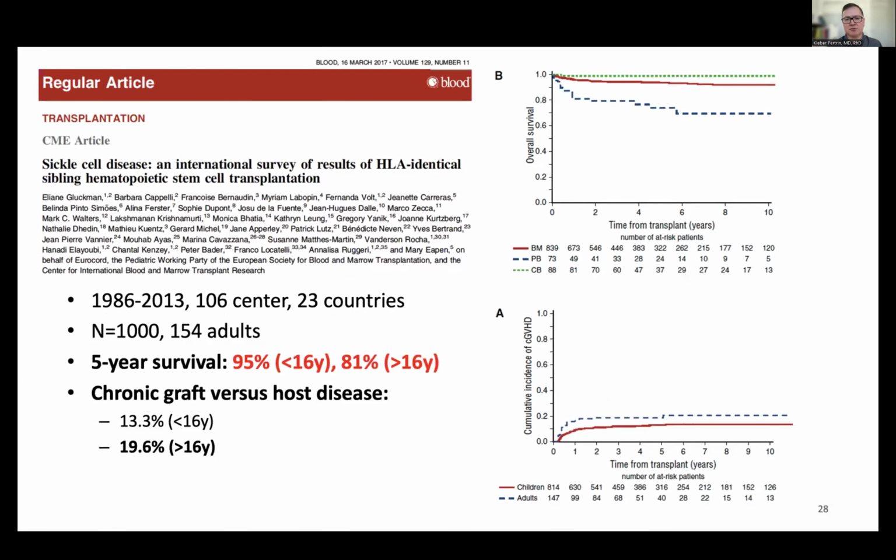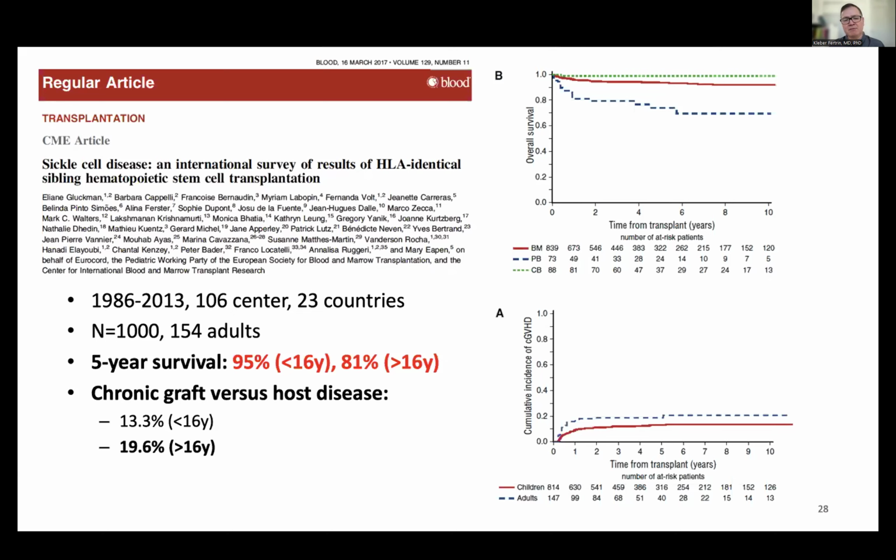This is just to showcase one of the largest surveys looking at 1,000 patients who got transplanted for sickle cell disease. And the overall survival is quite high, especially in the pediatric population. So 95% of patients survive 5 years after the transplant. 81% of patients above age 16, which might look concerning, and of course it is, and that's why we don't indicate transplant easily. I think we have to consider how severe the disease is, because we know that if you have a severe complication, there is a risk of death.